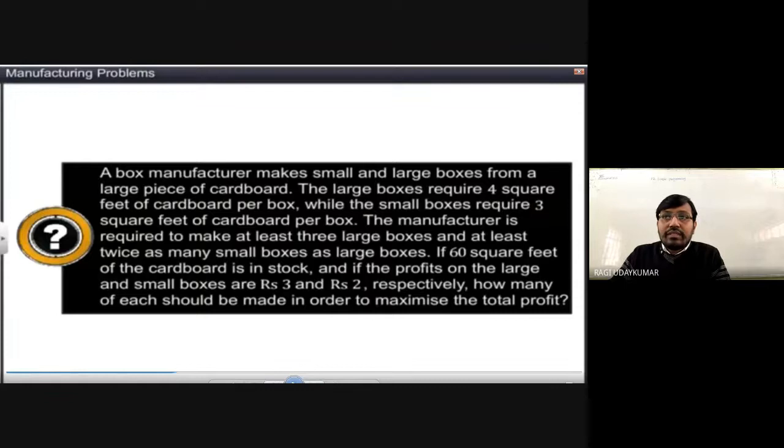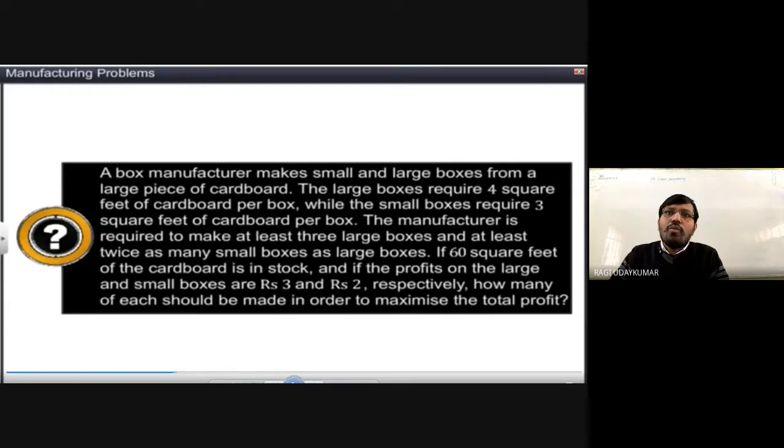and at least twice as many small boxes as large boxes. And if 60 square feet of cardboard is in stock, and if the profit on the large boxes is 3 rupees and on small boxes 2 rupees, consider large boxes as x and small boxes as y. Then the profit function, or objective function, will be 3x plus 2y, which is to be maximized. We need the maximum profit.